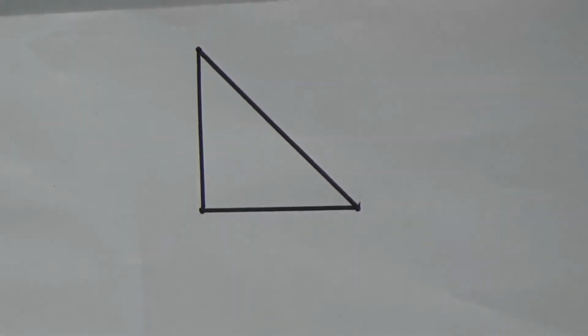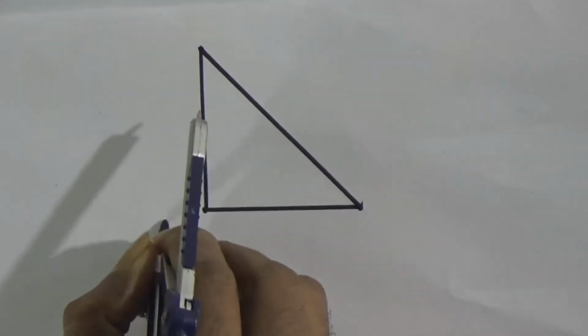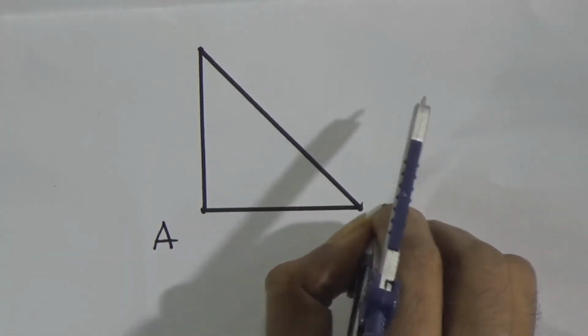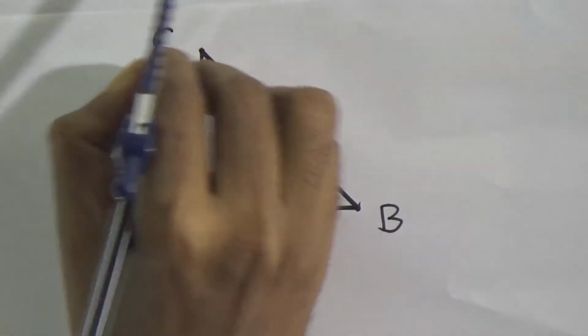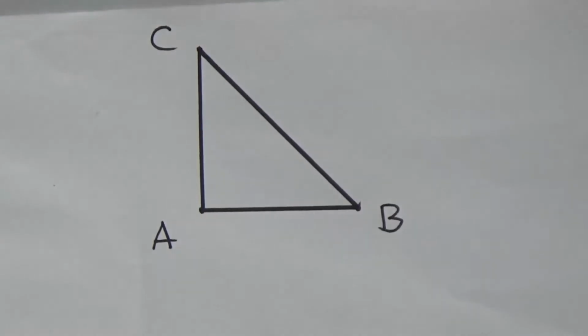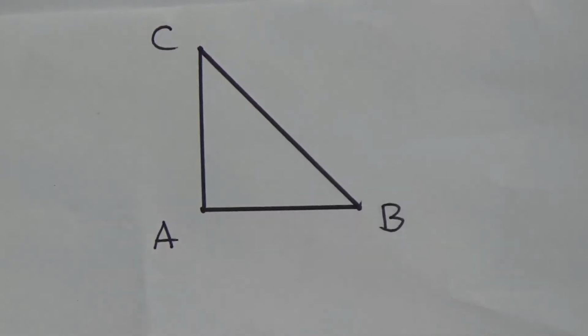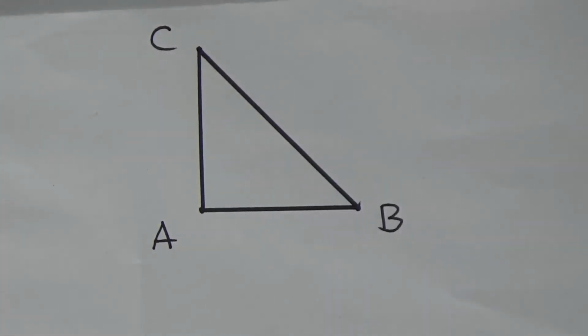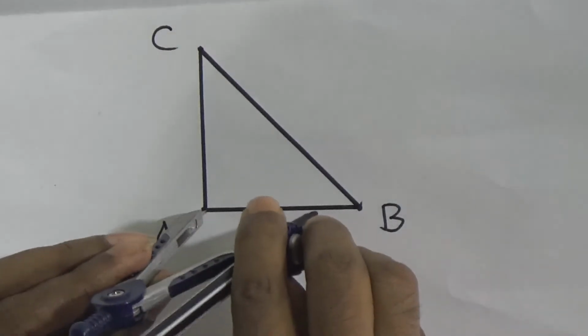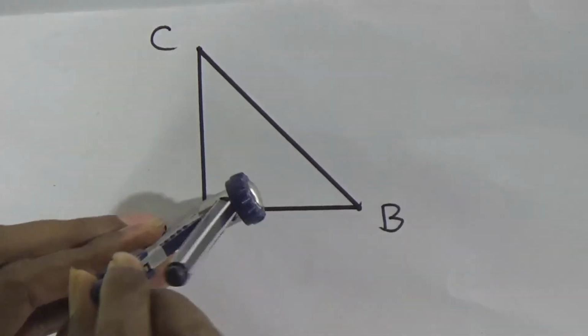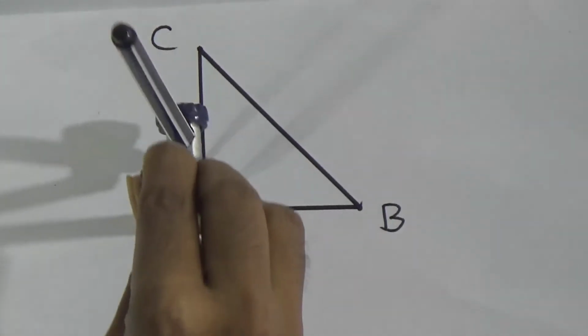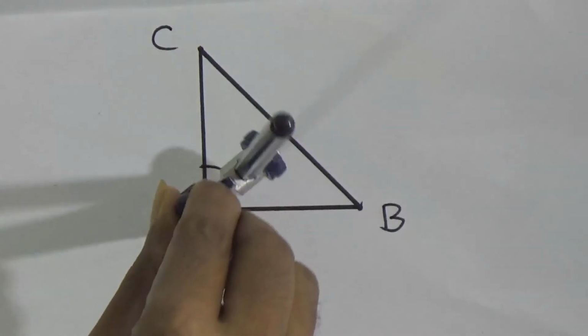Okay, dear student, look, this is A, this is B, and this is C. And you see here angle A is 90 degree. Now we have to bisect the angle A with pencil compass. For this, you take any radius and draw an arc.